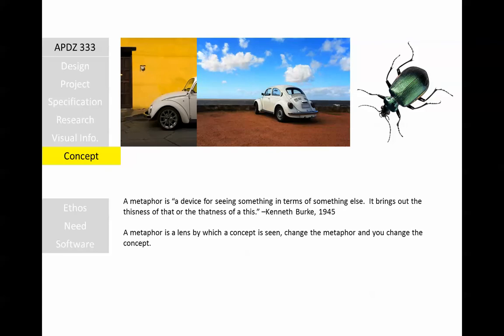A metaphor is a device for seeing something in terms of something else. Once again, it's that transferring, carrying over, and it's kind of an interesting way of looking at it. It brings out the thisness of that and the thatness of this. It's kind of a play on words, but Kenneth Burke, 1945, had an interesting way of looking at it. And then once again, a metaphor is a lens by which a concept is seen. You change the metaphor and you change the concept.